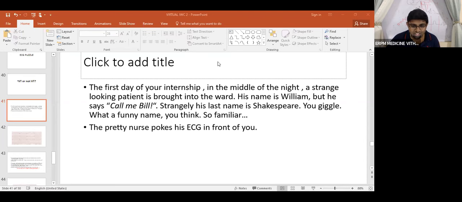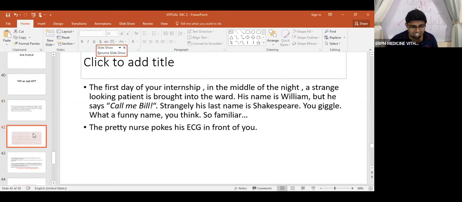So what is happening here? This patient has been brought in. His name is William Shakespeare, and he's asking you to call him Bill. Now the pretty nurse is poking his ECG at you. Now we come to the ECG.